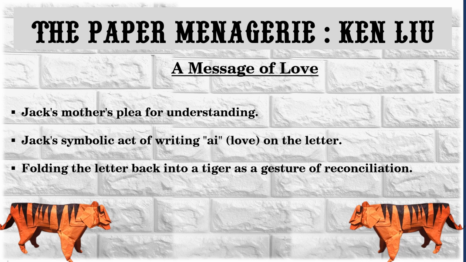But ultimately, what do we see? The story is about Jack's mother requesting for being understood. Jack's symbolic act of writing ai, that is love, on the letter shows he too had been able to understand his mother and reciprocate. But see, it was so late. The mother was no longer there with him. Folding the letter back into a tiger as a gesture of reconciliation, he has nothing else to do but to remember the mother as a fond memory, because that is all he has now, because mother is gone.